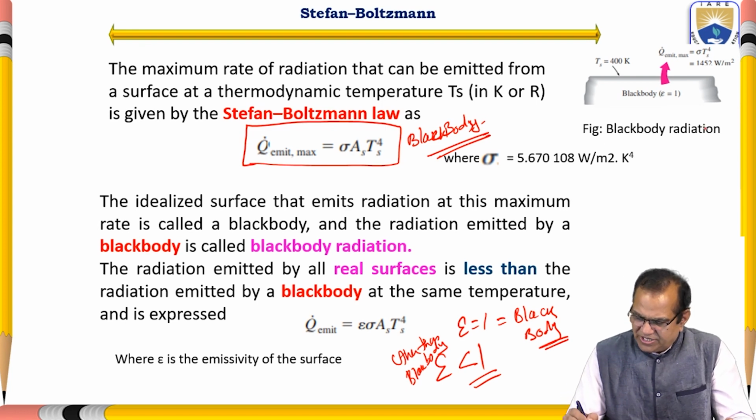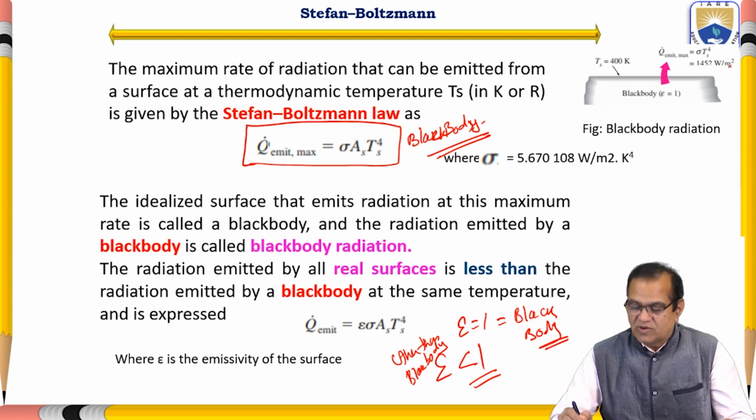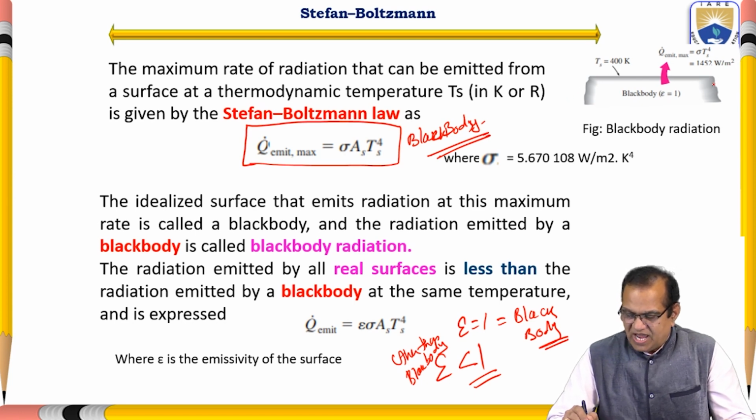So here, for the black body radiation, the epsilon will be 1. If the temperature is 400, the emitted radiation is equal to epsilon times sigma T to the power 4. So it is 1452 watt per meter square. If it is a black body, it will emit 1452 watt per meter square.